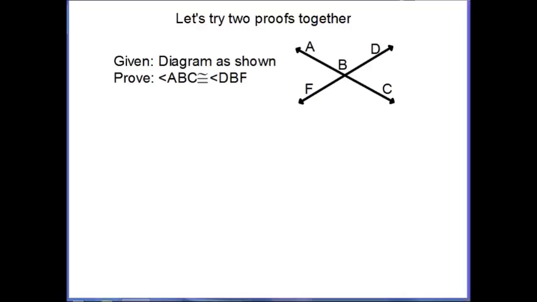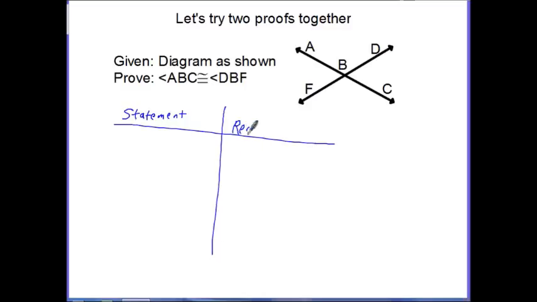Now, if you think you got the hang of this, why don't you go ahead and press pause and jump ahead. Check your answers at the end though. So here we go. We're going to start off with our two columns. The statement and the reason. We start off with our givens. Diagram is shown. The reason? Given.